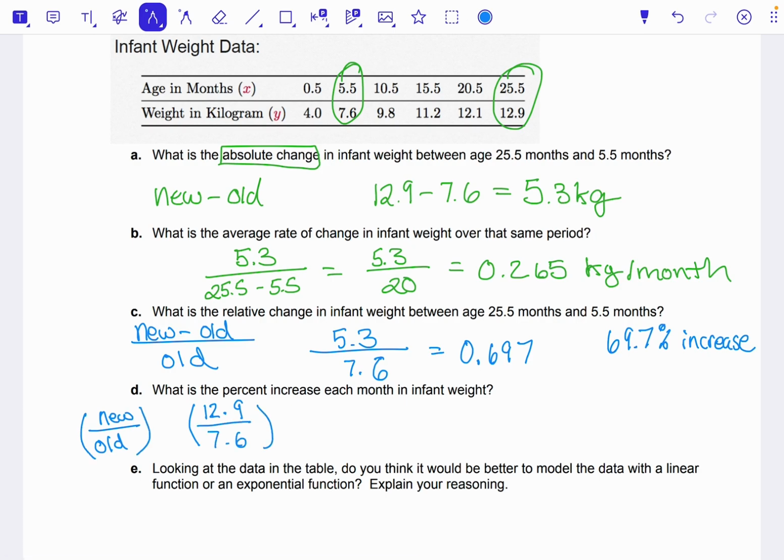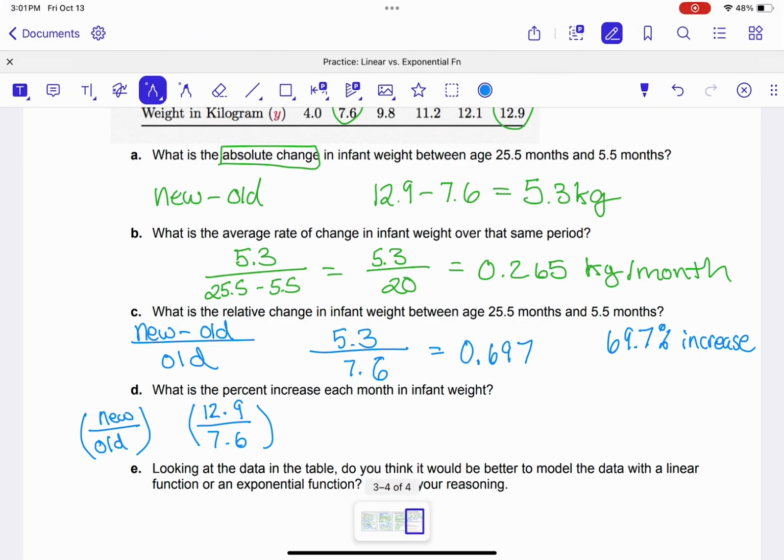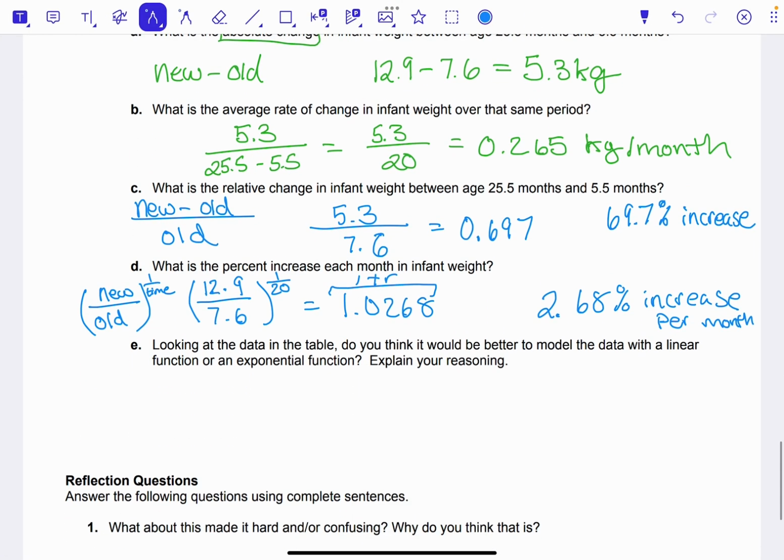And then we want to undo multiplying 20 times for the 20 months. So we're going to raise that to a fractional power. So in this case, 1/20th. And that comes out to 1.0268. Now this would be, remember, in our exponential function, the 1 plus r value. We want just r. So in this case, we would subtract out the 1, and we can see that it grew 2.68% each month. Increase per month.